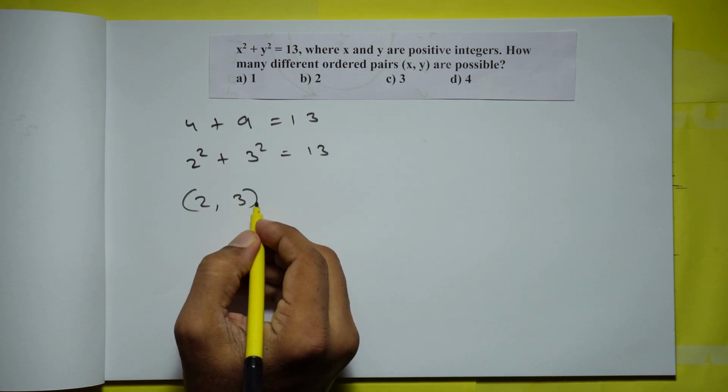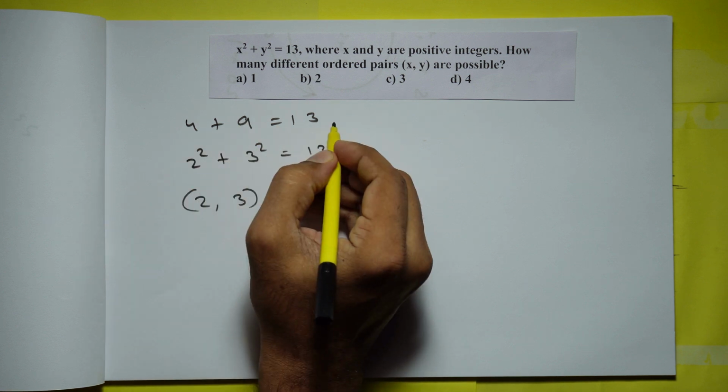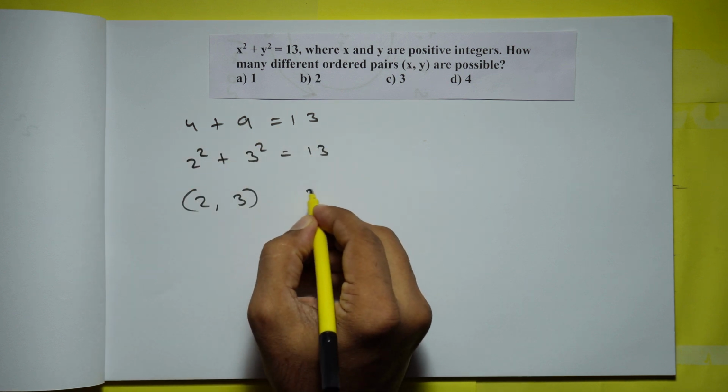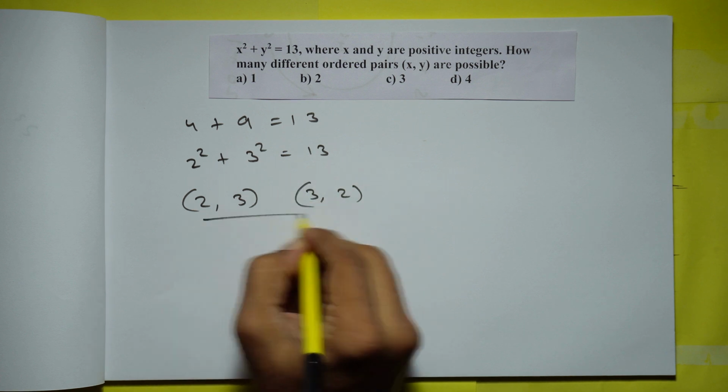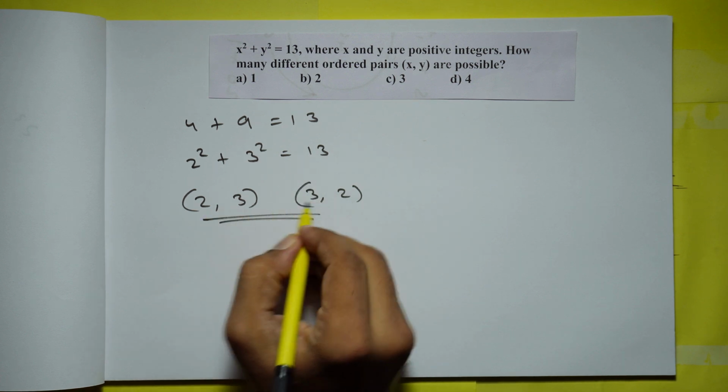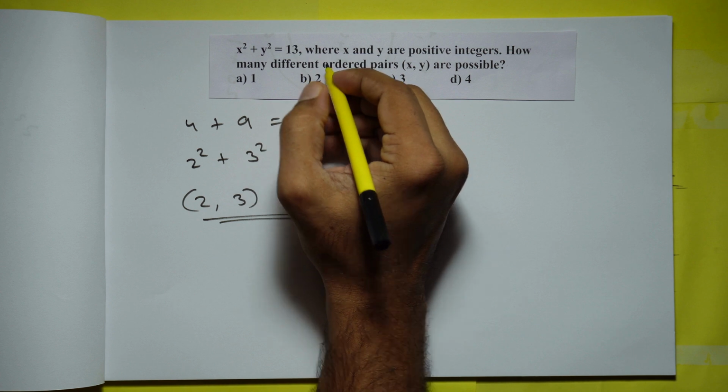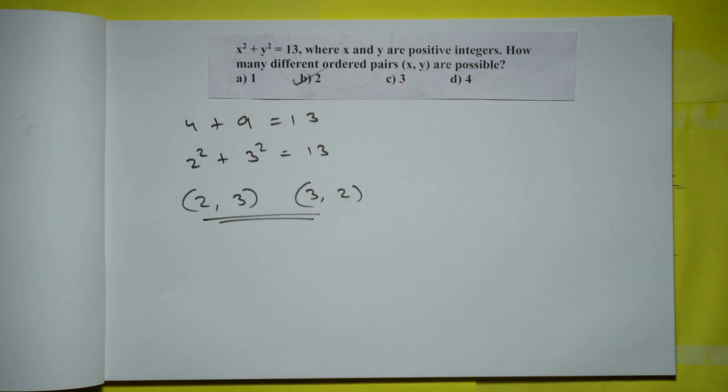And also it can be interchanged. It can be 9 plus 4 is 13. That is also possible. So x can be 3 and y can be 2. So these are the two ordered pairs, (2, 3) and (3, 2). So two ordered pairs are possible, option B.